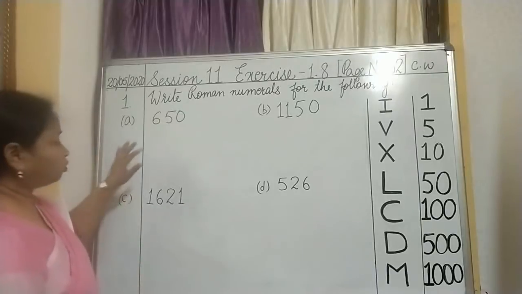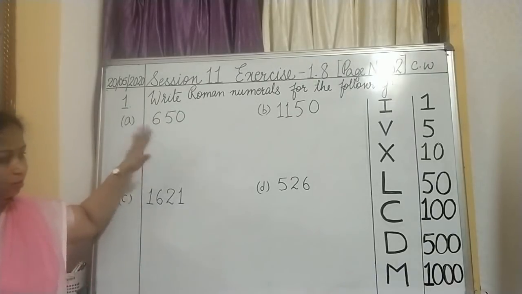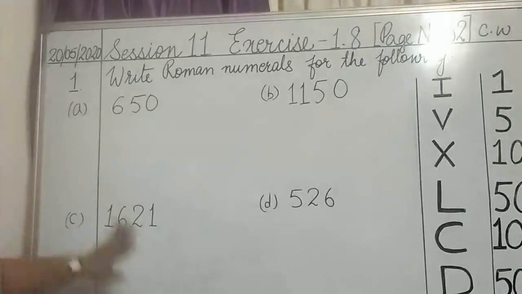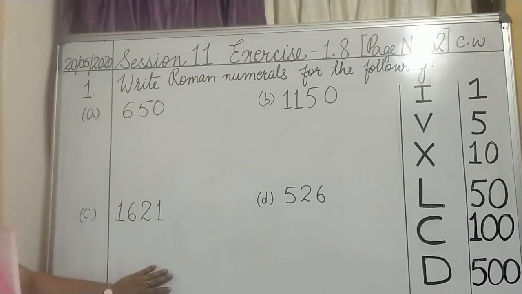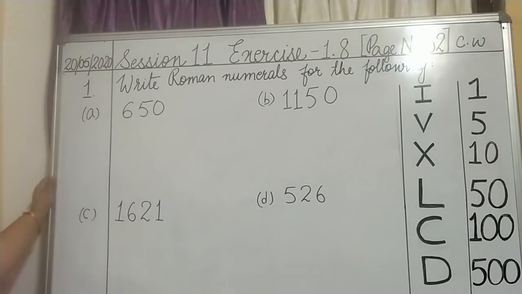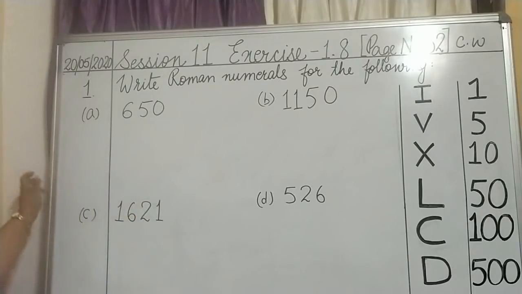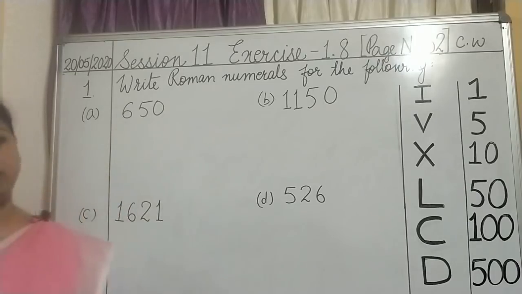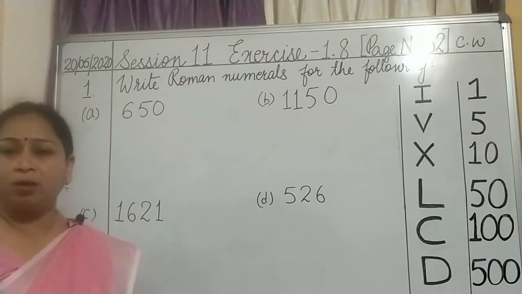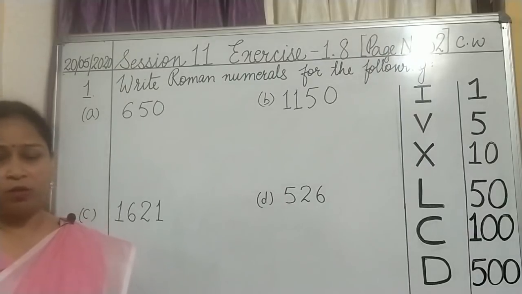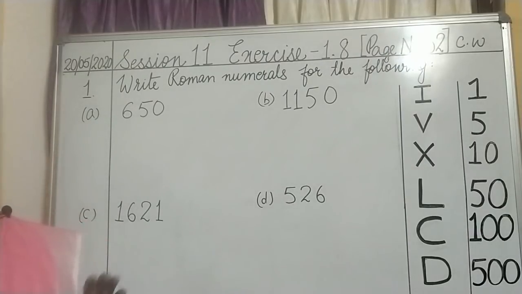So shall we begin? The board is clear to all. The digits, I hope everything is clear. The first question of your book is: write Roman numerals for the following. As you can see, all are given. There are 4 sub questions, all given in Hindu Arabic numbers. You have to convert them with the symbols. Okay, 650, but we did not read anything about 650. So what we can do is just break it.